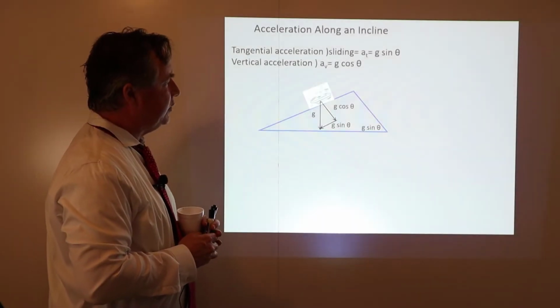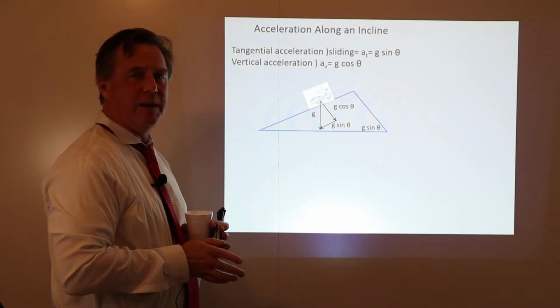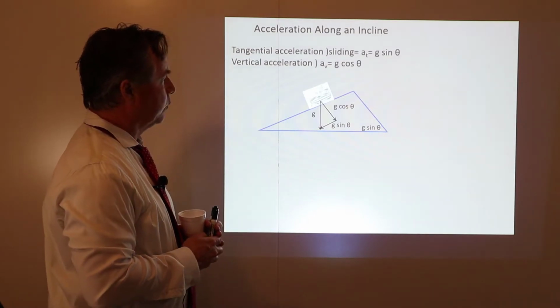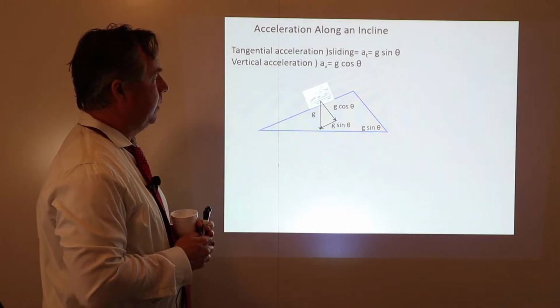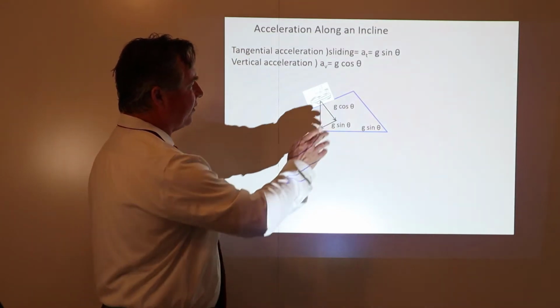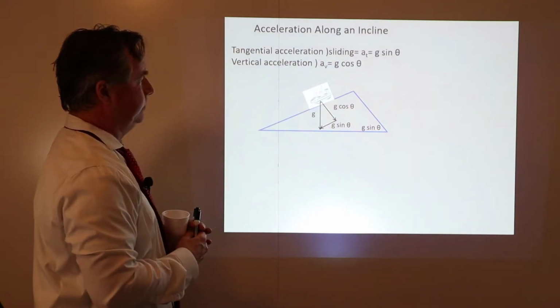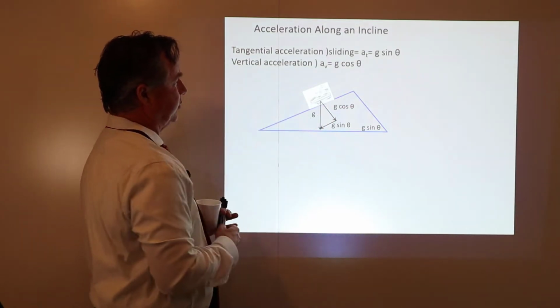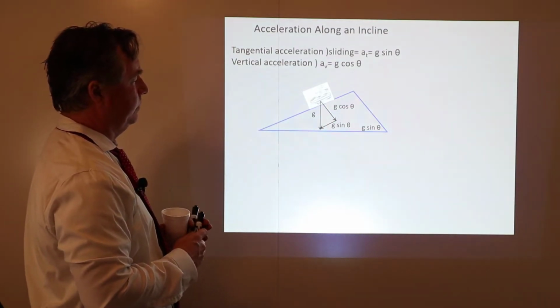Okay, next I'm going to introduce you to some topics you may already be aware of, but I think are important for you to understand roller coaster physics. The first is acceleration along an incline. So imagine some object is on an incline. And since we're doing roller coasters, imagine it's a roller coaster car on an incline.